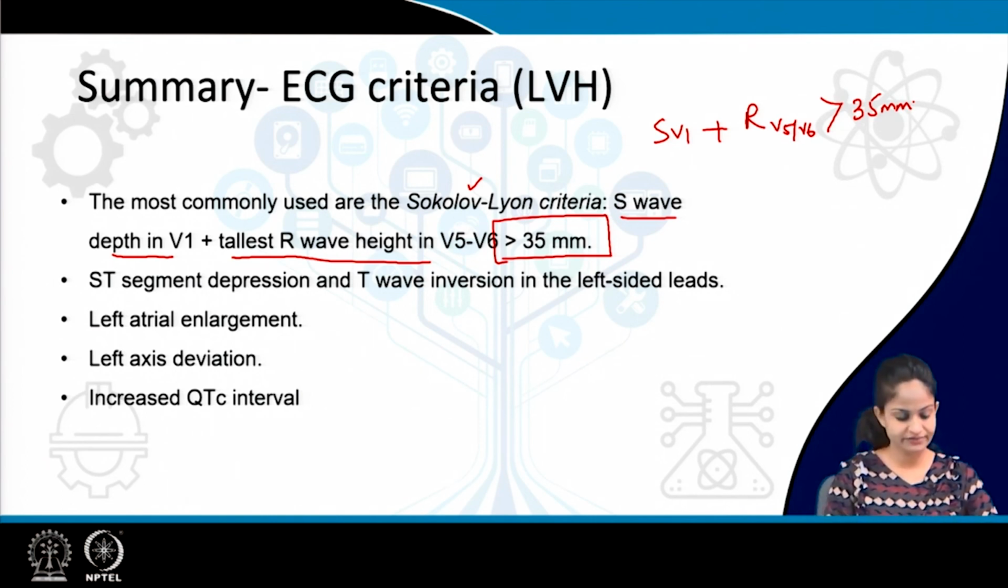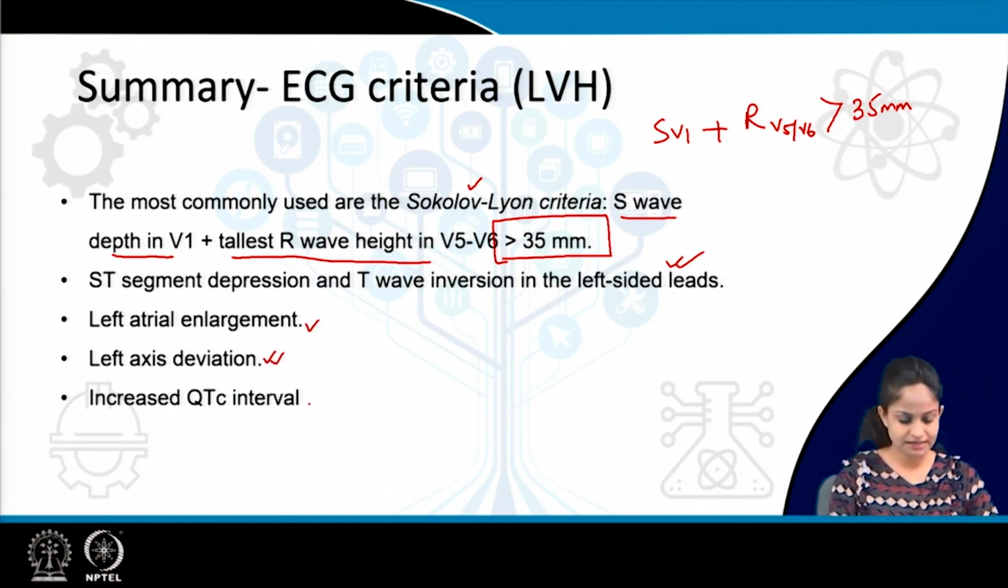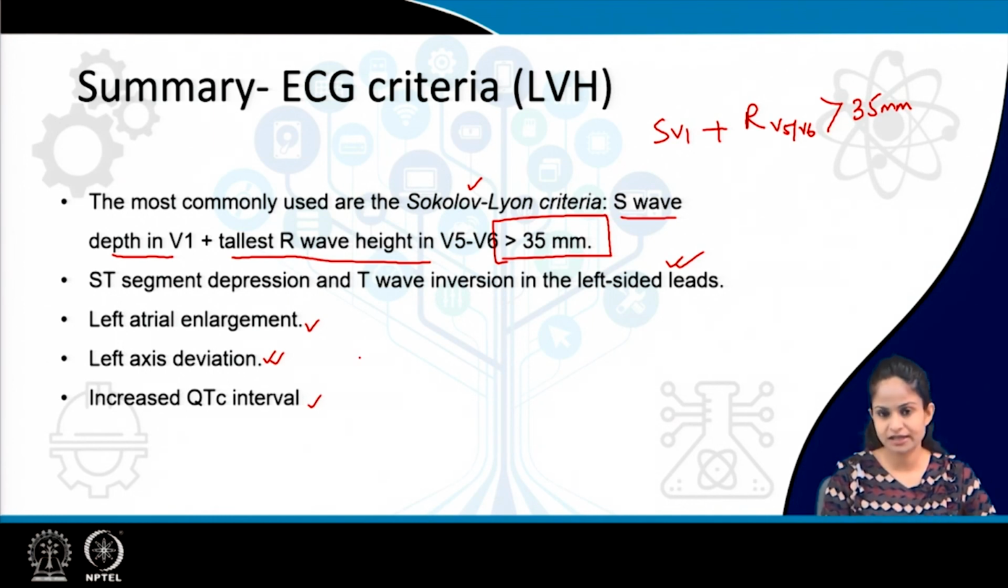Along with that, we have ST segment depression and T wave inversion, usually in the left sided leads, left atrial enlargement, left axis deviation sometimes, and increased corrected QT interval, which is mainly because of the increased action potential duration due to the increased depolarization of the ventricles. So, these are the key features we have to remember for left ventricular hypertrophy.